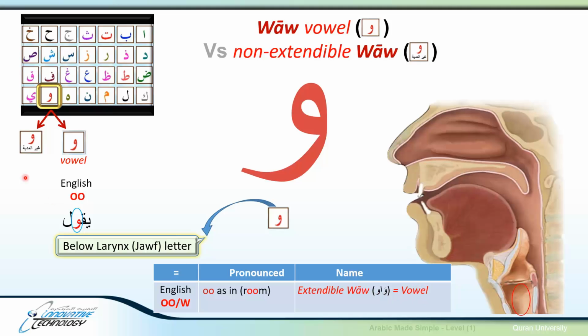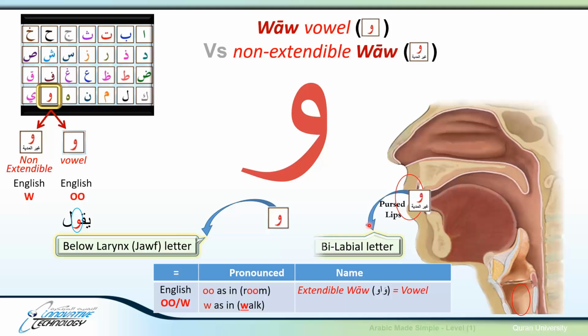Now on the other hand, the non-extendable waw is like the English W, as in walk, wa, not oo, very short. Wow, walk. And that actually articulates at the lips. This oo sound happens when we bring the two lips together. We purse the lips. That's why we classify it as a bilabial letter.